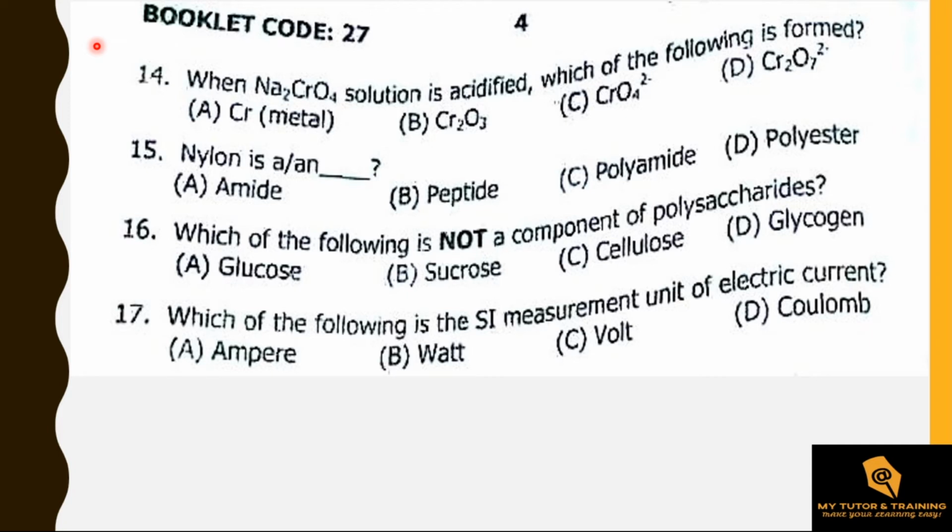Let's come to question number 16. Which of the following is not a component of polysaccharide? A. Glucose, sucrose, cellulose, glycogen.